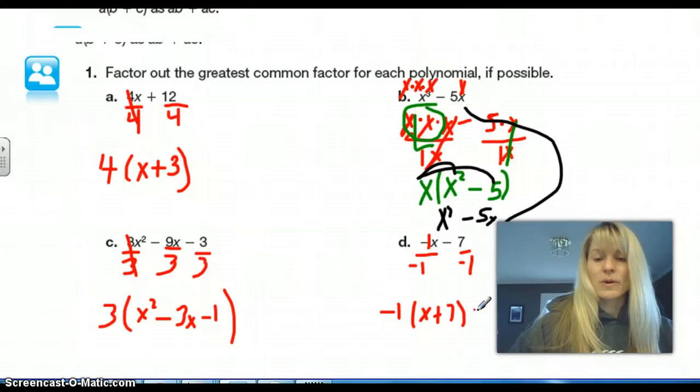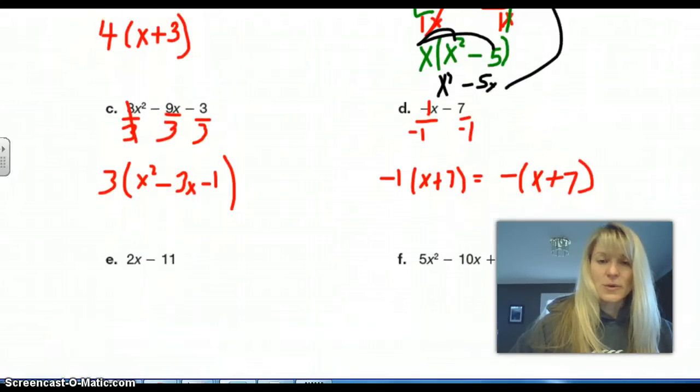And we could also rewrite this. You don't have to have the 1 out front, so you could just rewrite this as negative x plus 7, okay? And then again, if we distributed this, we'd come right back up to here, so we know we did that right. So don't forget that 1, or negative 1, can be a GCF as well.